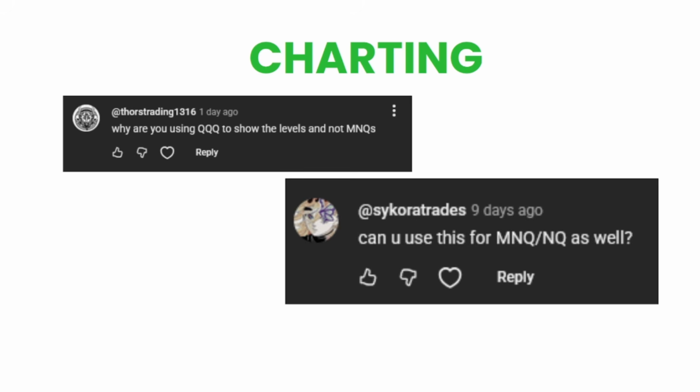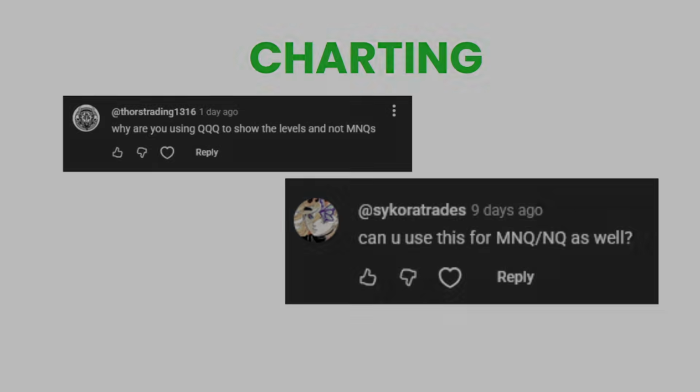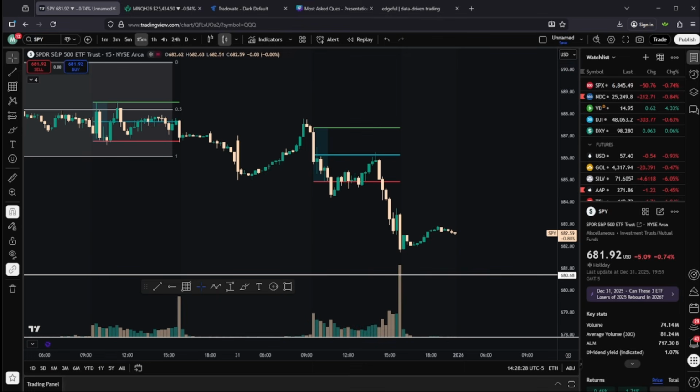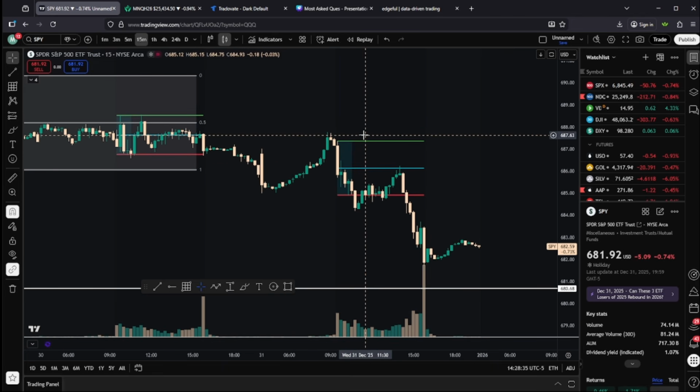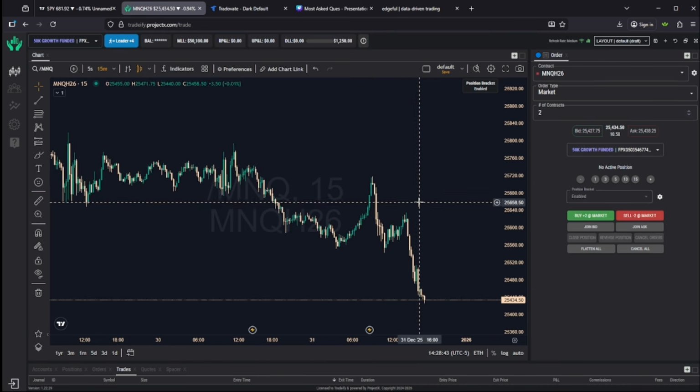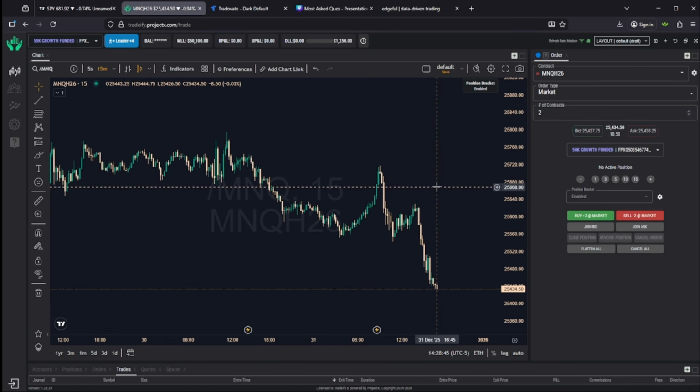Lastly, and again, I did miss some screenshots on this question, charting. Why do I chart on QQQ as opposed to charting on MNQ and NQ? Now, there might not be any exact explanation for this. This is just how I discovered most of the strategies that I use. The main reason that I use QQQ to chart, it's universal. MNQ and NQ, sometimes if you go on these charts, they have slippage. MNQ doesn't look like QQQ, MNQ doesn't look like NQ.